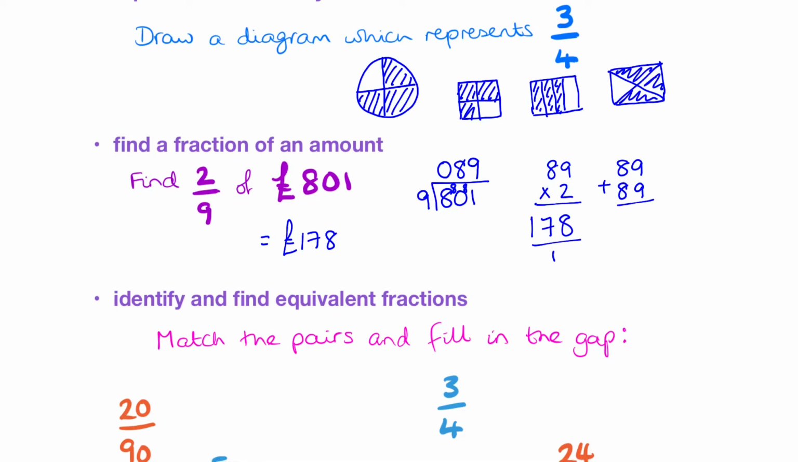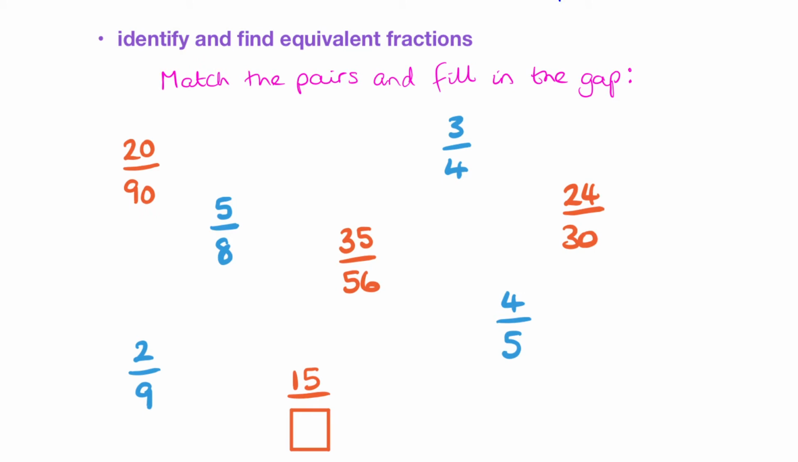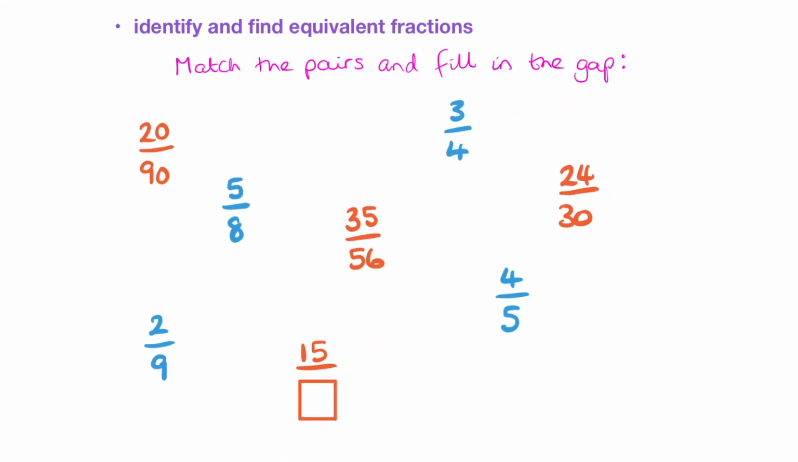Right, next we're on to identifying and finding equivalent fractions. So our job here is to match the pairs and fill in the gap. So we will see there is a gap down here. Okay, so matching the pairs. So we're going to match each blue one to an orangey red one. Okay, to find equivalent fractions.